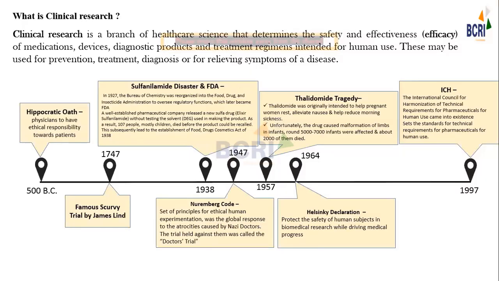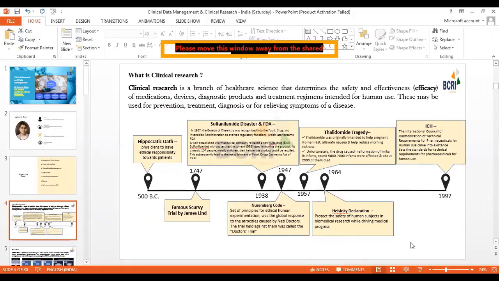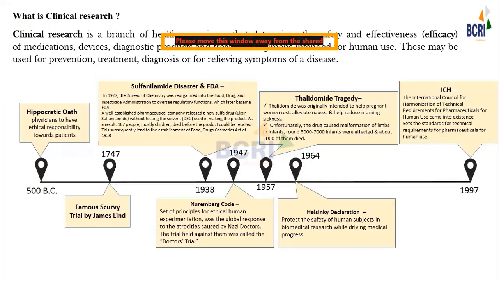Okay, so I'm not going to bore you much with the history of clinical research, but there is a vast history that is preceding the current times. Clinical research is considered to be a branch of healthcare science that determines the safety and effectiveness or efficacy of any medication, devices, diagnostic products, and treatment regimens that are intended for human use. Okay, so now this definition has been taken from a very important guideline that defines the clinical research industry. We are going to know about it in a few minutes.